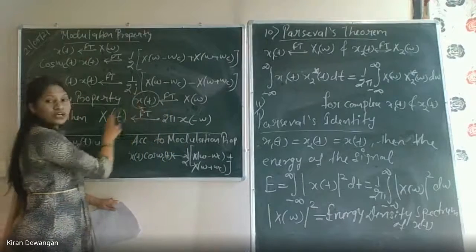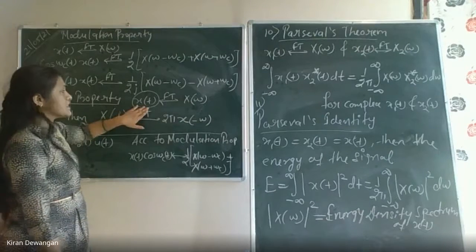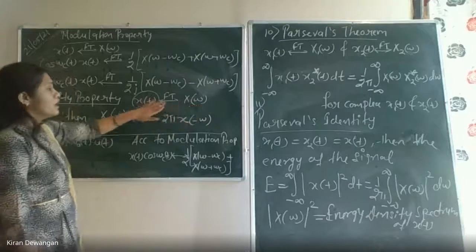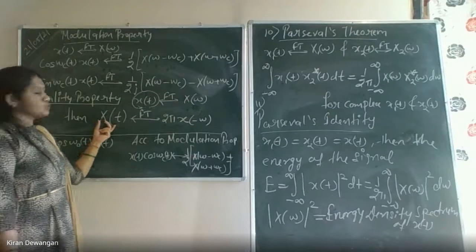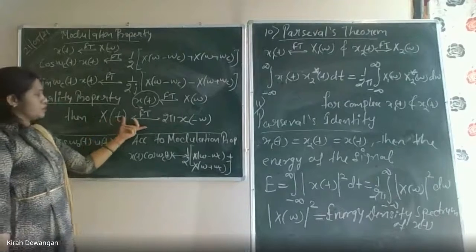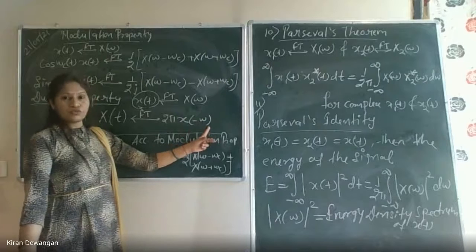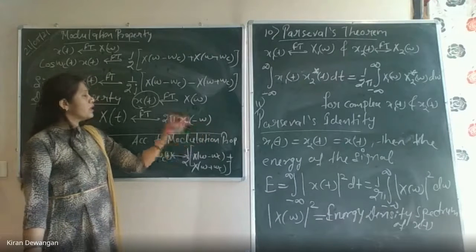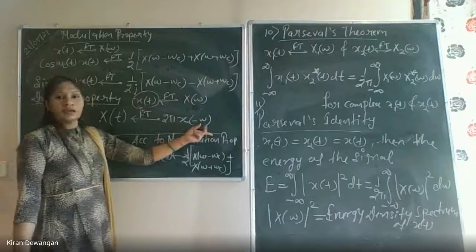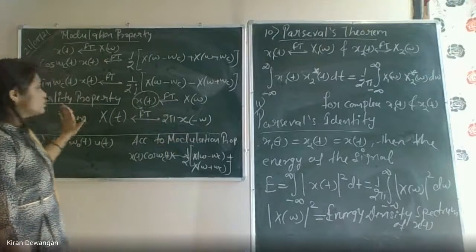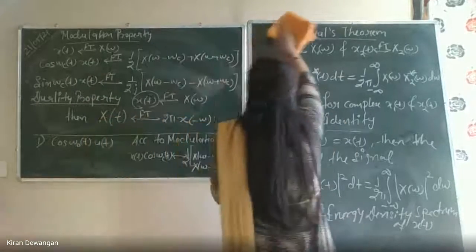Clear? So that is the duality property, and that will be very much clear when we solve the numerical. x(t) will have the Fourier transform X(omega). Now if I am replacing this omega by t, this is going to be my function capital X(t), and if I take the Fourier transform of this one, this will be equal to 2 pi x(minus omega). Now what is this x(minus omega)? This is the original x(t) that we have taken. I am replacing this t by minus omega. Okay, so this one is again an important property, the duality property.